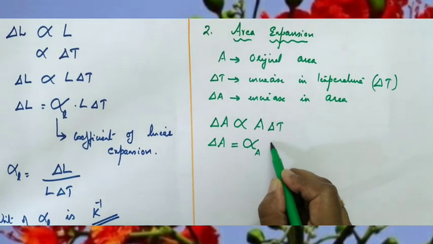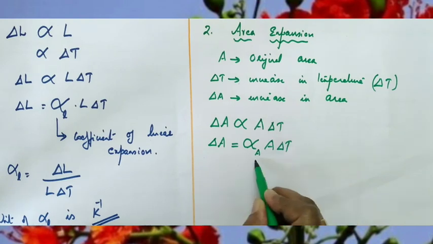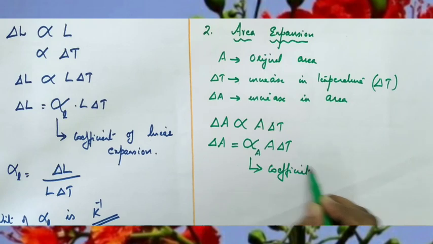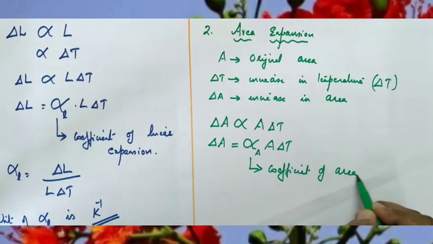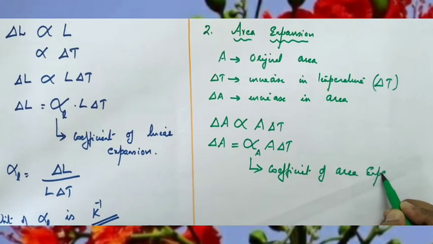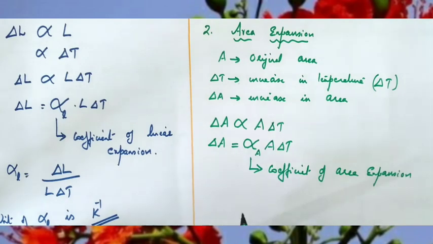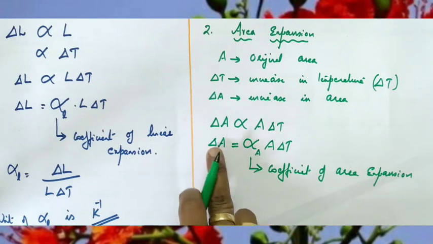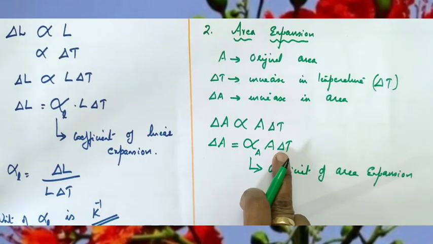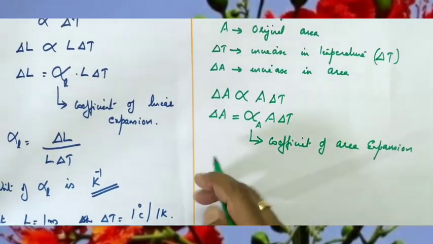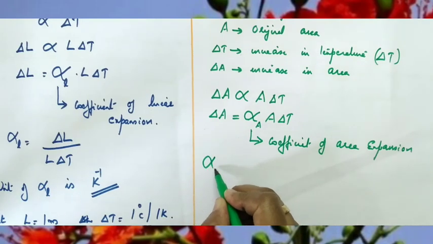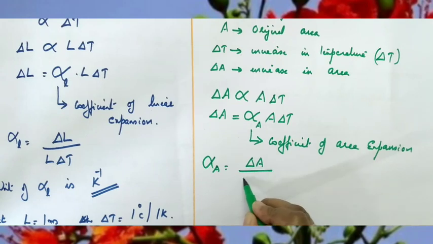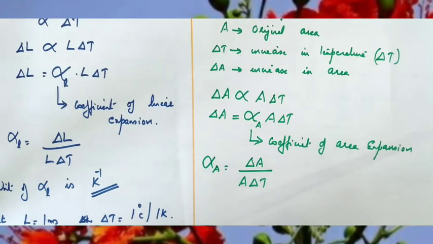Delta A equals alpha A A delta T, and this alpha A is called the coefficient of area expansion, or otherwise the coefficient of superficial expansion. Okay children. Here also, how will you define alpha A? We can write alpha A is equal to delta A divided by A delta T, isn't it?